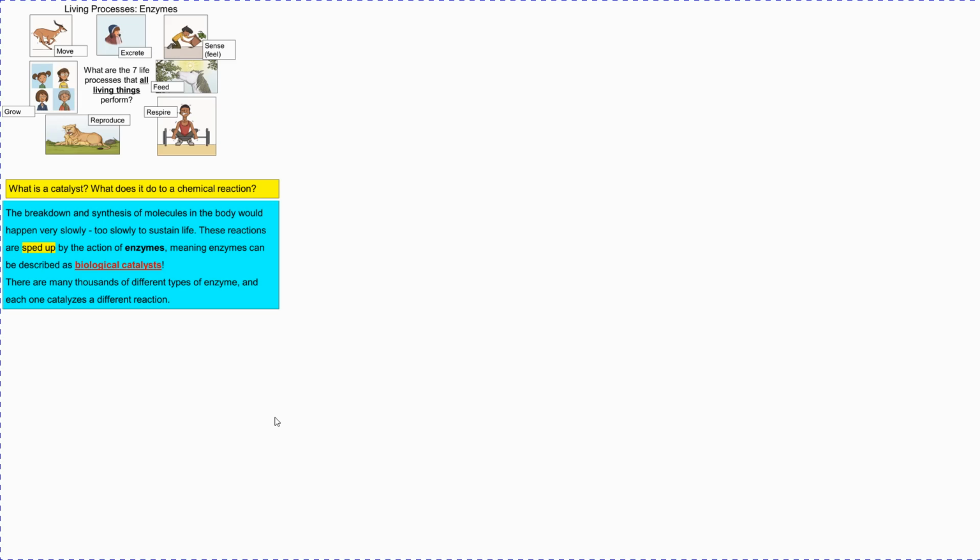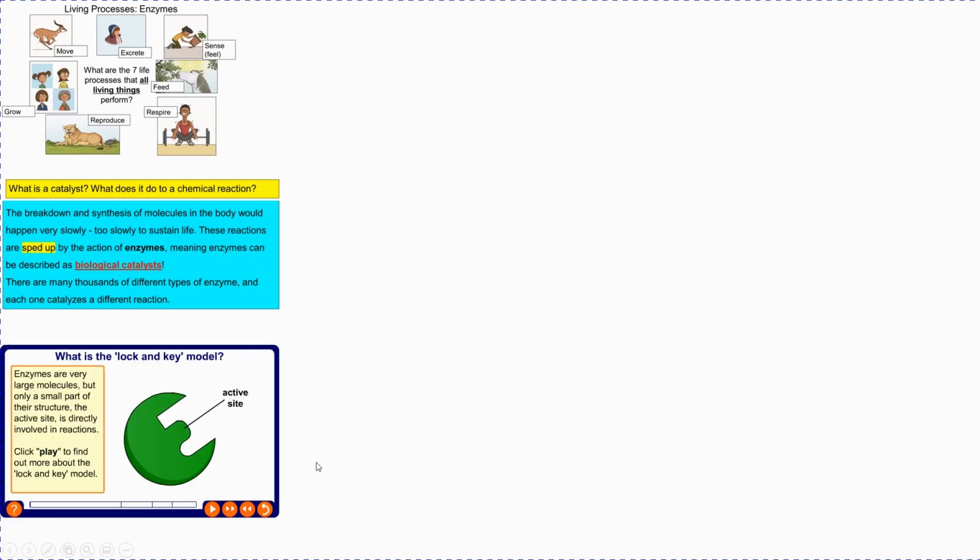Now, there's lots and lots of different types of enzyme. They all work in a very similar way, but each enzyme works on one specific reaction. Okay, so there has to be lots and lots of different types, and they each work on one very specific reaction. And the reason for that is because they all have a very particular shape.